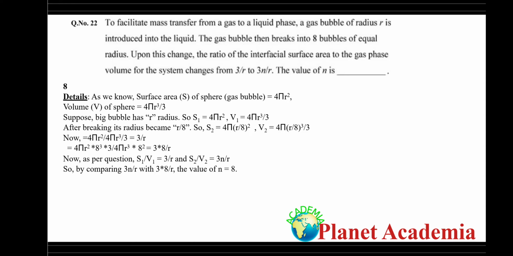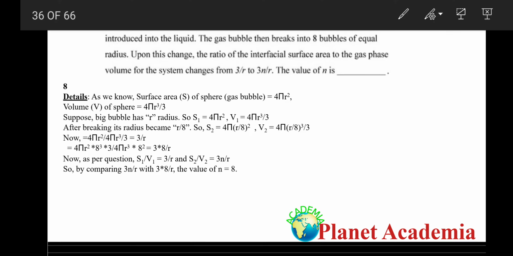Right? So, the next question is question number 22. To facilitate mass transfer from a gas to a liquid phase, a gas bubble of radius r is introduced into the liquid. The gas bubble then breaks into 8 bubbles of equal radius. Upon this change, the ratio of the interfacial surface area to the gas phase volume for the system changes from 3 by r to 3n by r. The value of n is? Okay, so let's see the solution.